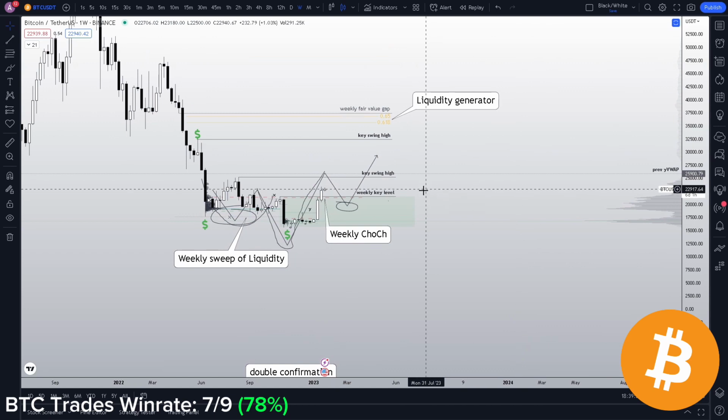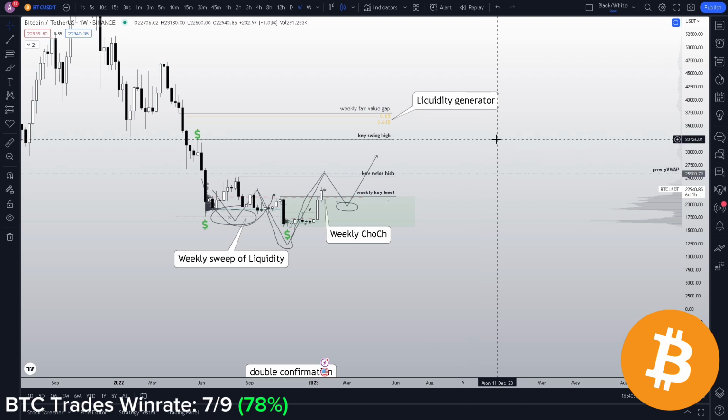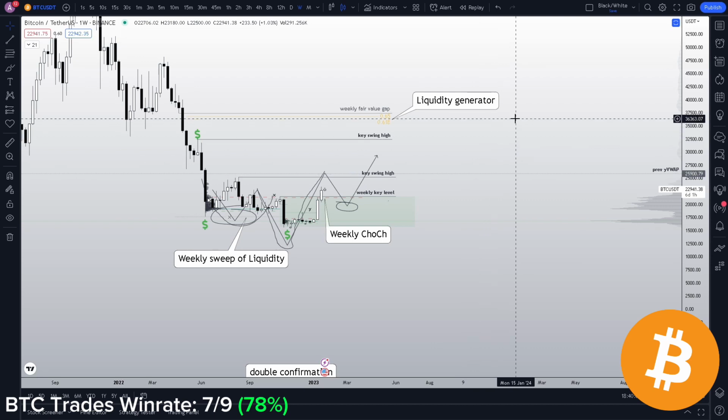In terms of targets, definitely 26k is my first target. I'm expecting some sort of retrace after 26k. The next target is around 32k, and the last target will be in this area of the golden pocket and weekly fair value gap around 37k.